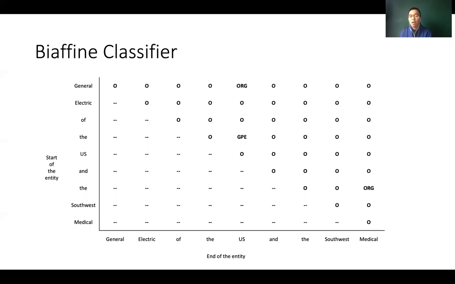And after that, we will run argmax over all the labels, all the NER labels, plus one more label called non-entity. And then the argmax score will be used as the score for this pair. And after that, we will use some simple algorithms to create our final nested mentions or flat mentions.